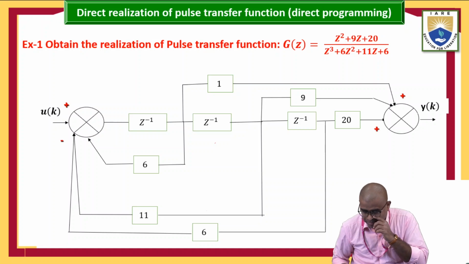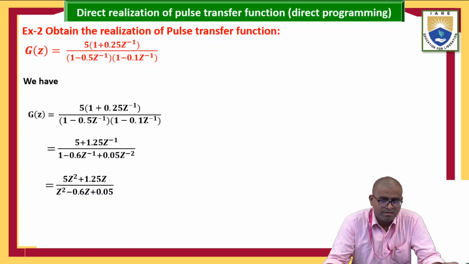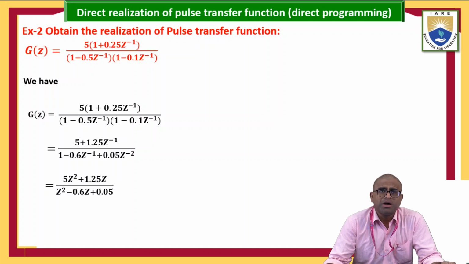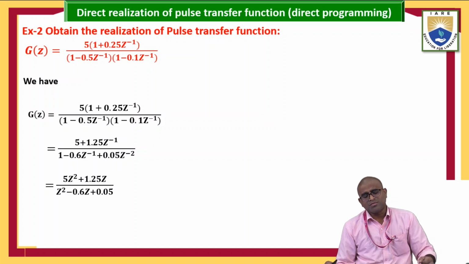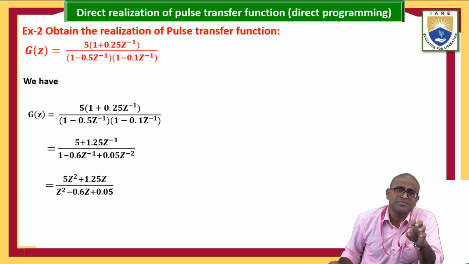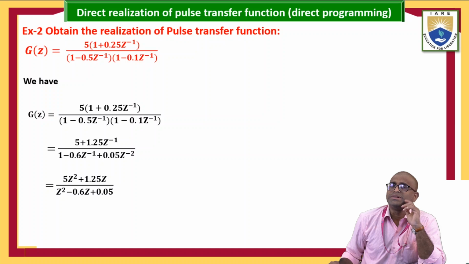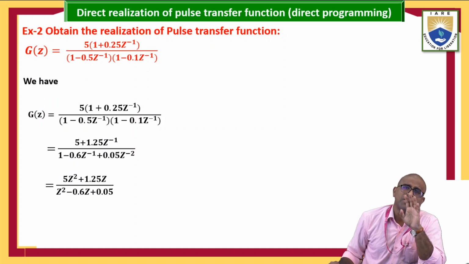Now I am going to one more problem, that is to obtain the realization of the pulse transfer function. See this one. In this problem, they have given 5 into 1 plus 0.25 z inverse, 1 minus 0.5 z inverse, 1 minus 0.1 z inverse. Always, when you are drawing the direct realization of the problem, the given transfer function should be in the form of z only, not z minus 1, not z power minus 1. Remember that one.